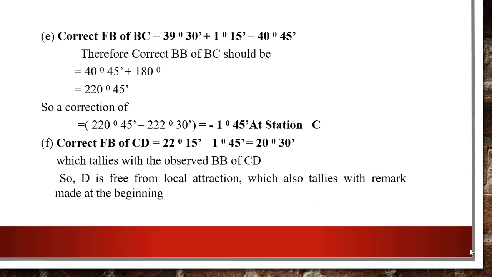Now the corrected forebearing of BC after applying the correction is 40 degree 45 minutes, because 39 degree 30 minutes is given in the numerical, and the correction you have to apply is 1 degree 15 minutes, and the value which is obtained is 40 degree 45 minutes. That is the corrected forebearing.